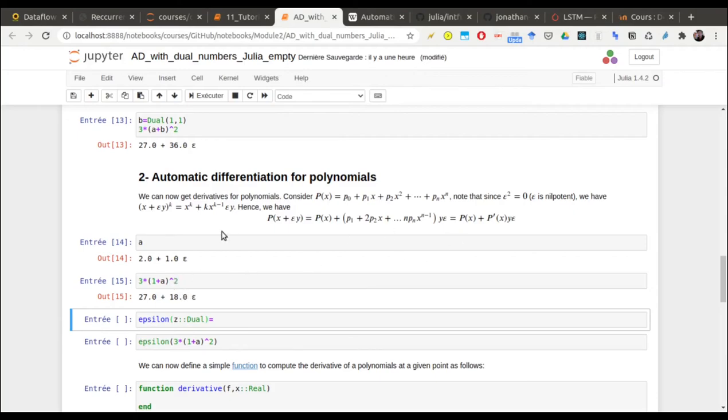Well, since I took y equals 1 in this expression, you see that this y here is disappearing, it's just a 1. So I should obtain exactly the derivative of the polynomial. So if you take the derivative of this, it's 6 times 1 plus a, evaluated at a equals 2. 6 times 3, it's 18.